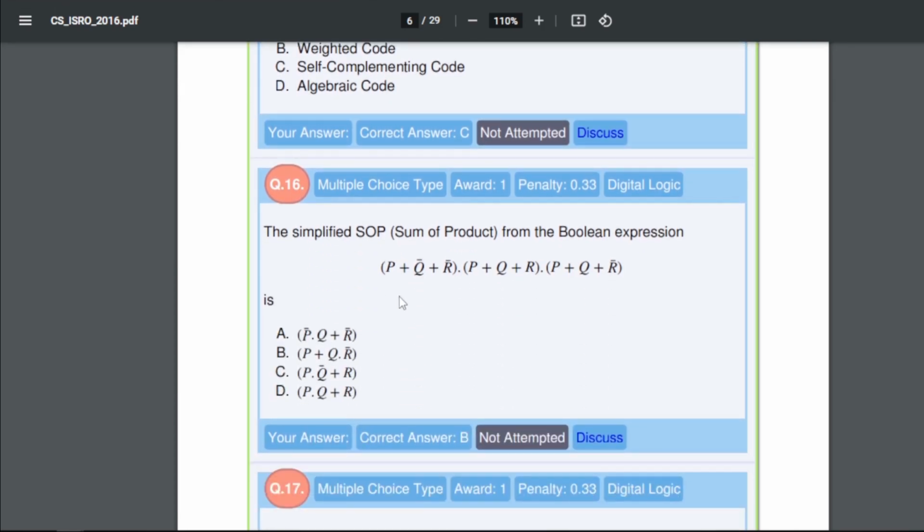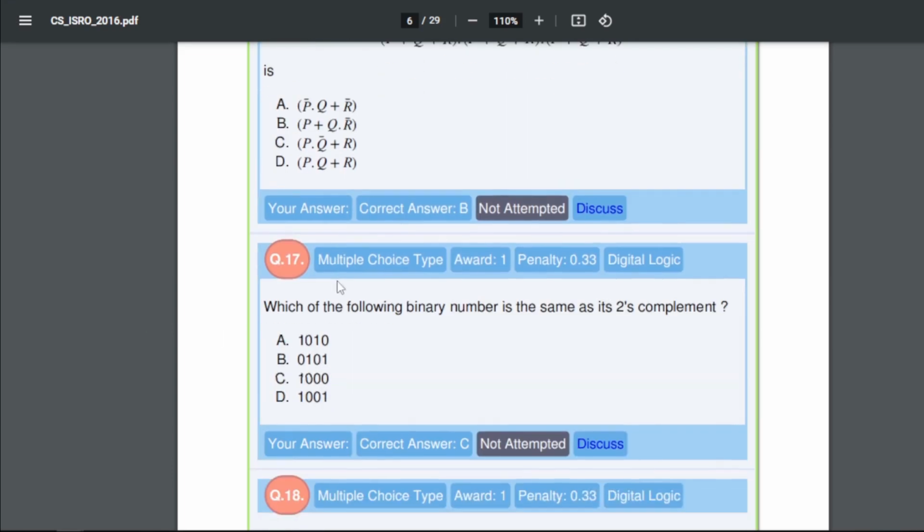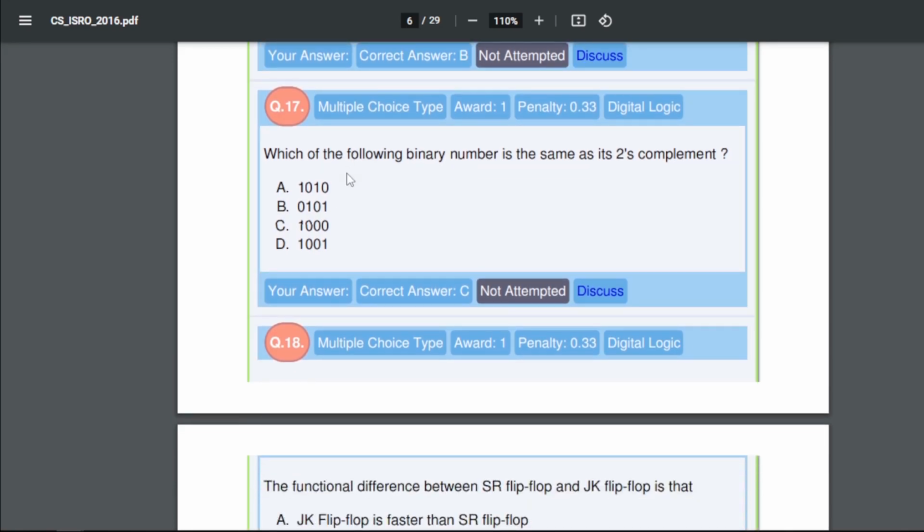Question number 16: the simplified SOP, sum of products, from the Boolean expression is what? If you solve this expression for sum of products, you will get the answer as P plus Q into R bar.